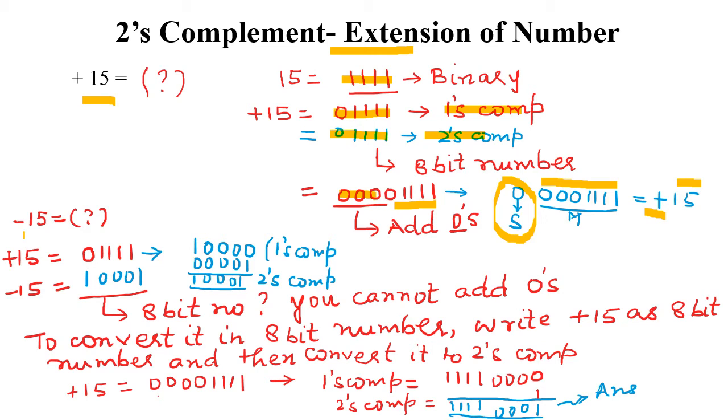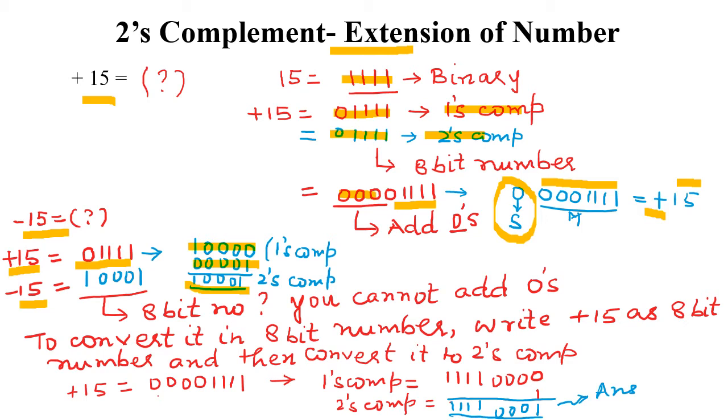Now, how to represent minus 15 as an 8-bit number? Simply, plus 15 is equal to 0 and 4 ones. For minus 15, we first take its ones complement, which is equal to 1 and 4 zeros. For 2's complement, we add a 1 to it, which becomes 0 plus 1 is 1. All remaining bits are 0 and 1 plus 0 is 1. So, it is equal to 1, 0001. So, this is the 2's complement value of minus 15.